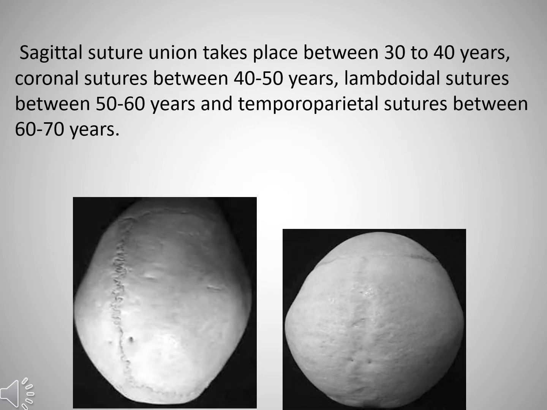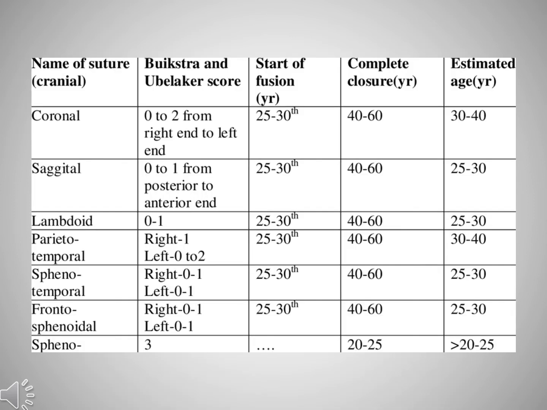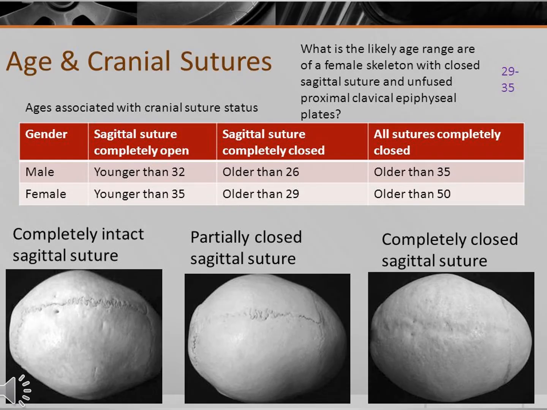Sagittal suture union takes place between 30 to 40 years, coronal suture between 40 to 50 years, lambdoid sutures between 50 to 60 years, and temporosphenoidal sutures between 60 to 70 years. In this slide, we can see a chart with the differences of age and the suture fusions. In this slide, we can see the age and cranial sutures.